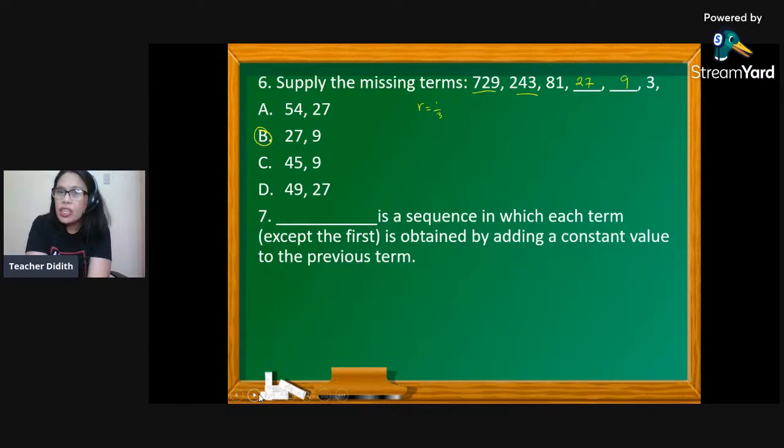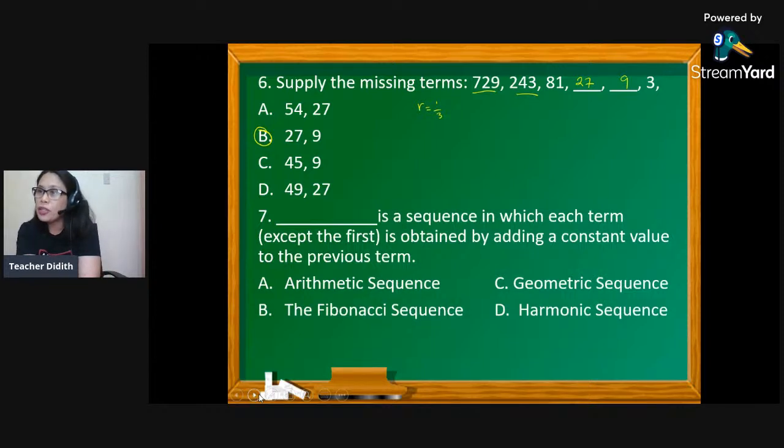Sige. Number 7. A sequence in which each term, except the first term, is obtained by adding a constant value to the previous term. Adding a constant value.